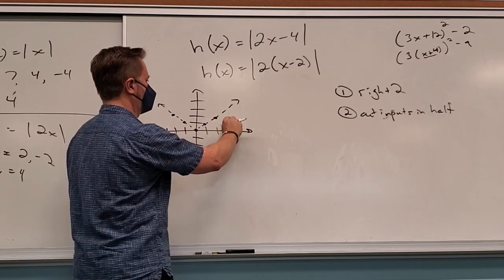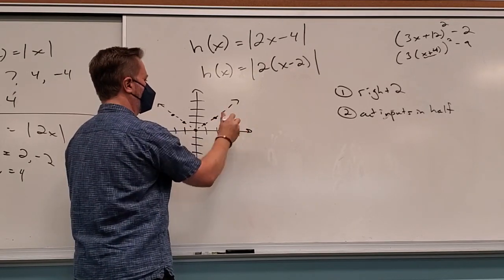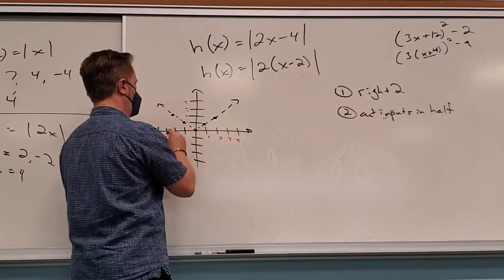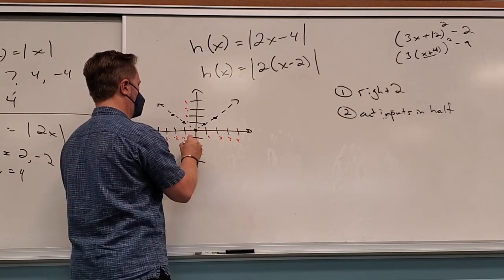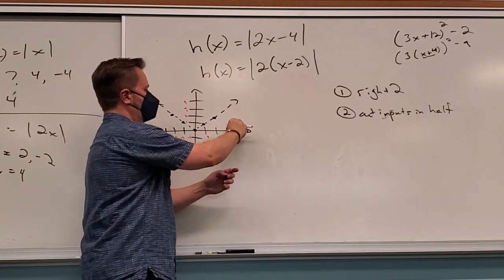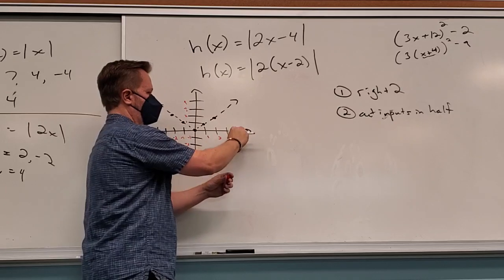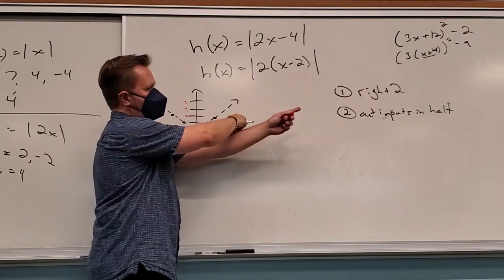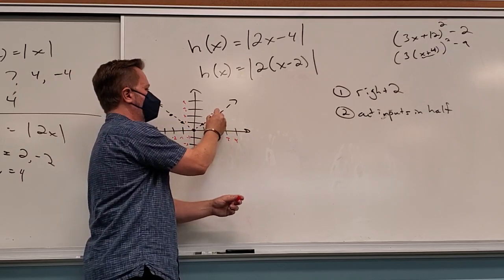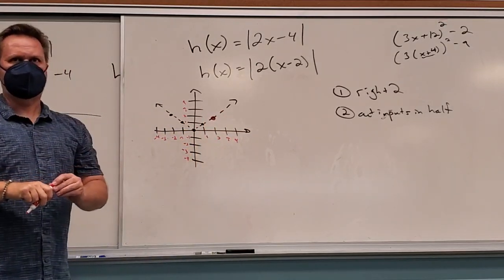It goes right 2. So what's the input right now for that? Let's try here. So take this point, move it right 2, yes? What is the input for this point? 4. So the second thing is cut the input in half. So it was right back here. Stay with me now.